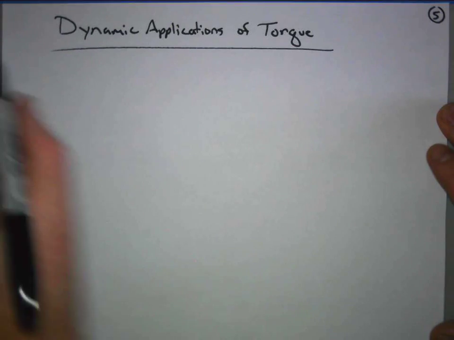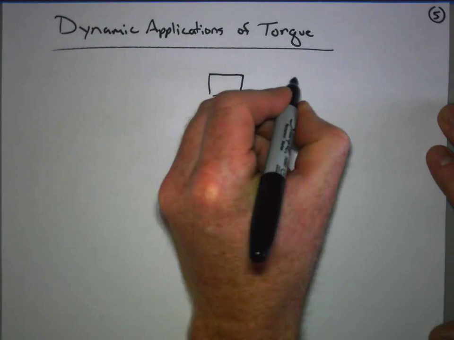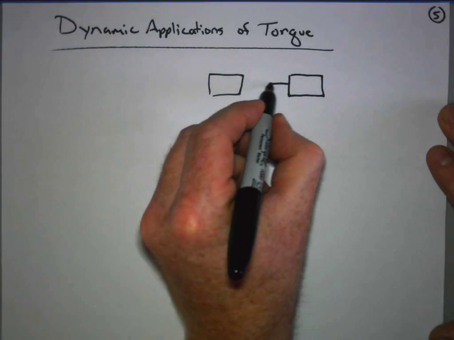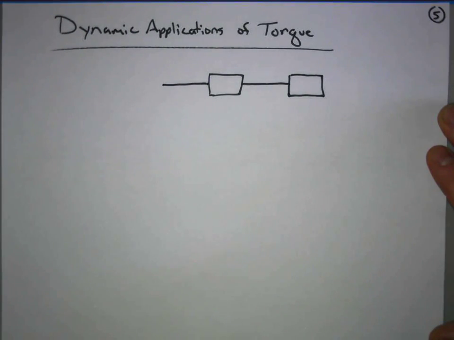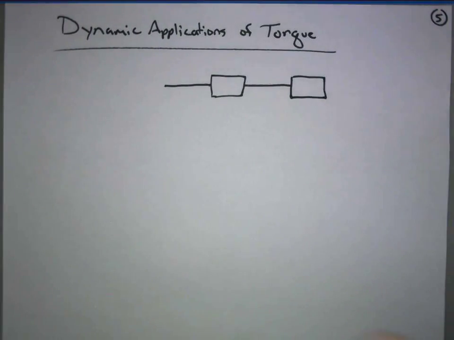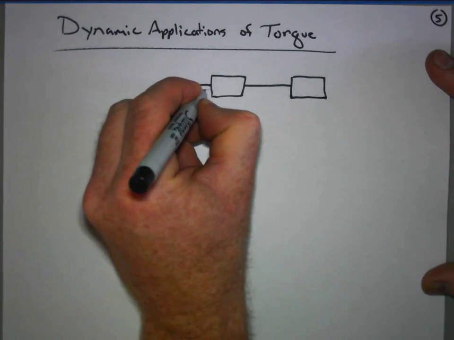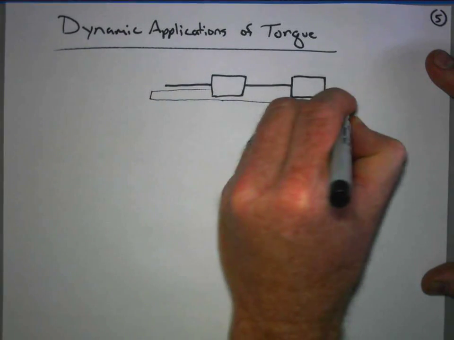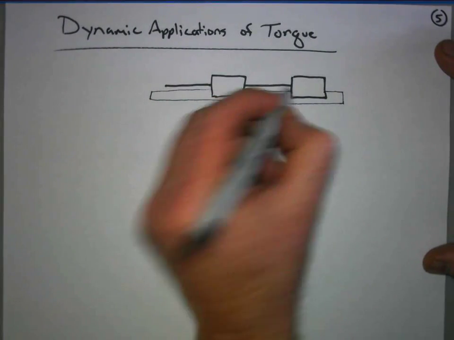So imagine we have 2 objects that are connected. So we have a string here. And let's add a string here. And let's put these objects on some frictionless surface. Maybe the frictionless surface is an air track. That's pretty cool. Okay, air track.